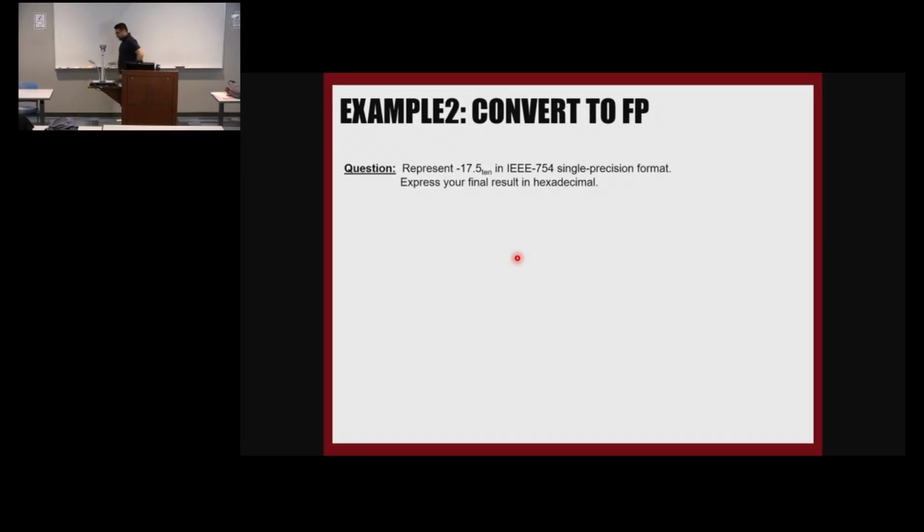All right, so this is your turn. We have the number negative 17.5. I mean, obviously I shared that slide with you guys, but I want you to do it now, so don't look at the slide as much as you can. So negative 17.5, this is single precision format, and we want to show it in hexadecimal.